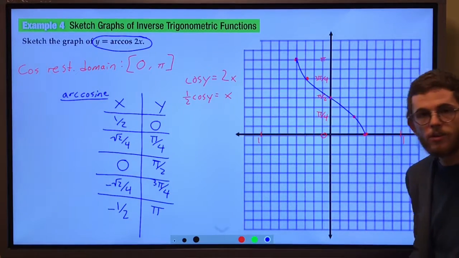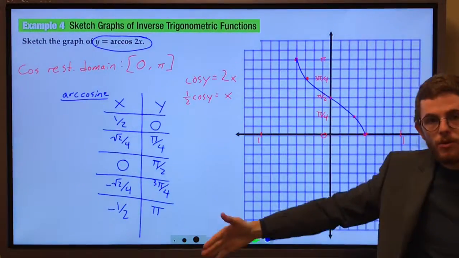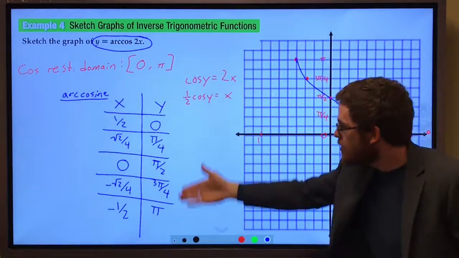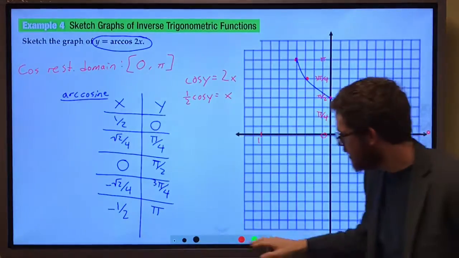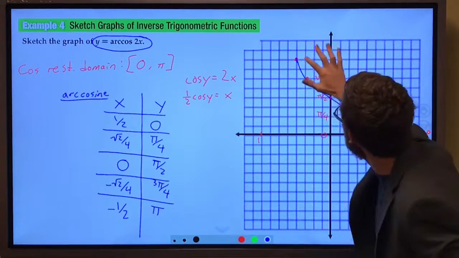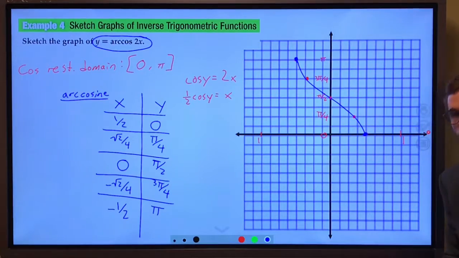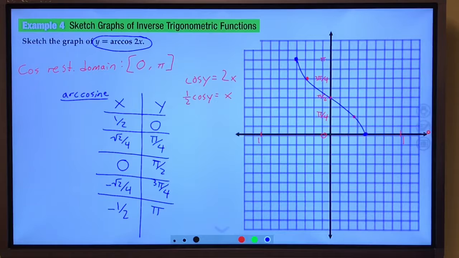Now, one interesting thing that we need to remember, our restricted domain is closed. It's not continuing past 0 and pi. That means that our range is not continuing past 0 or pi. That is a definite ending. So we do not want to continue this with arrows. Those are endpoints to our curve. A little unusual for us, but our domain and range are finite.